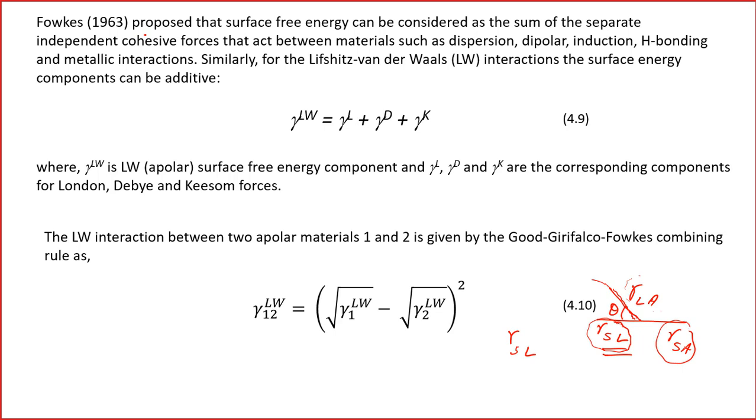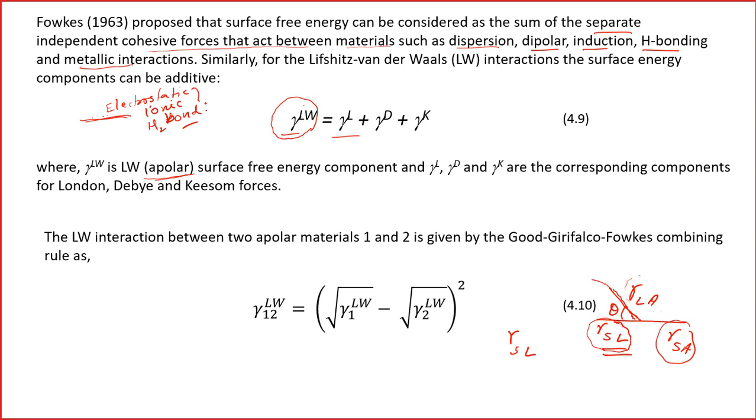Fowkes in 1963 proposed that surface free energy can be considered as the sum of the separate independent cohesive forces that act between materials, such as dispersion, dipolar, induction, H bonding. So we have seen that these are the kinds of forces that act on the surface. Therefore for the Lifshitz van der Waals interaction, the surface energy component can be written as this one. Here this is the surface energy component of LW, which is Lifshitz van der Waals. This basically defines the apolar component. On the surface you have different types of forces, but there are some forces which are because of the polar components, like electrostatic or ionic or even hydrogen bond.